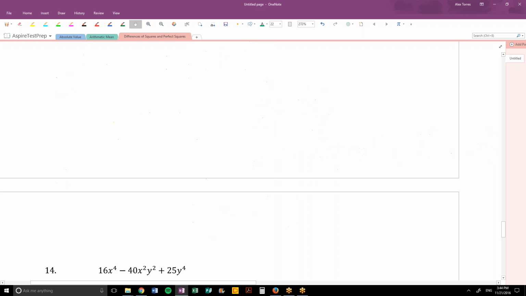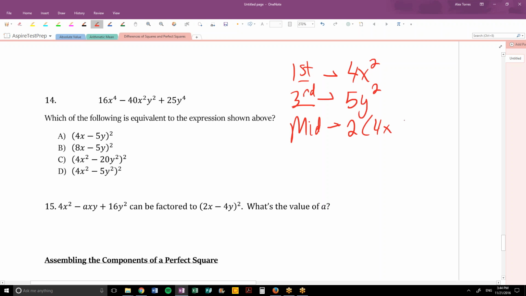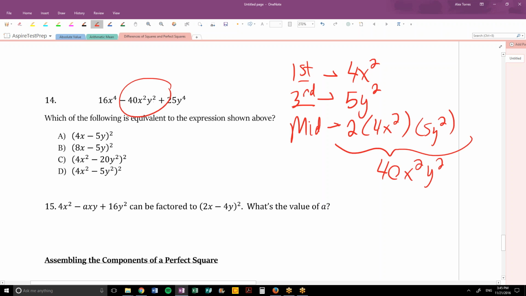Moving right along, we have number 14. Is the first term a perfect square? Yes, because the square root is 4x squared. Is the third term a perfect square? Yes, because the square root is 5y squared. Now, is the middle term equal to 2 times 4x squared times 5y squared? Well, 2 times 4 times 5 is 40 x squared y squared, and that's exactly what we have. We have a minus sign, so it'll factor to the first square root minus the second square root, all squared: 4x squared minus 5y squared, all squared, which is choice D.